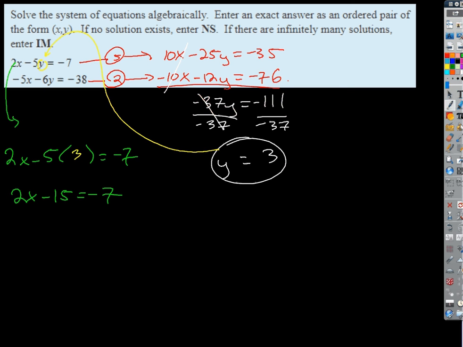Okay, Patrick, what am I going to do? If I want to get x by itself, what do I do? 2 steps in order to get x by itself. Add 15 and then divide by 2. Good. Add 15 and divide by 2.